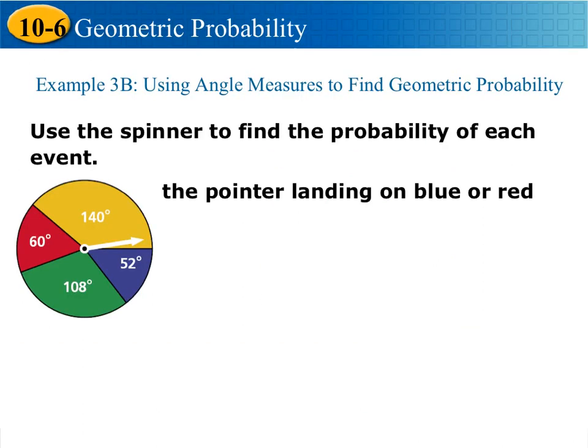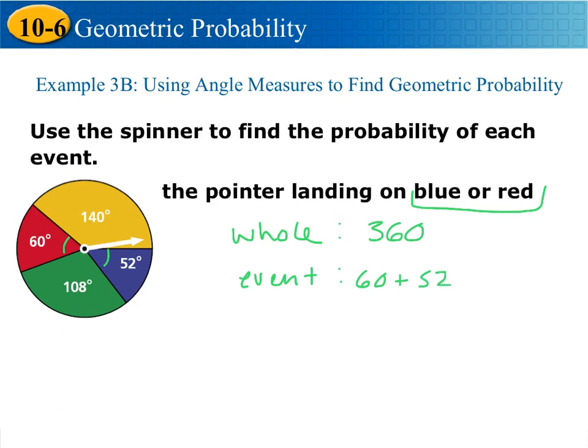Next example, use the spinner to find the probability of each event. So the pointer landing on blue or red. We need our whole thing, which again is going to be 360. And now we need the probability of it being on blue or red. So we just add blue and red together. So our event is going to be 60 plus 52, which is 112.